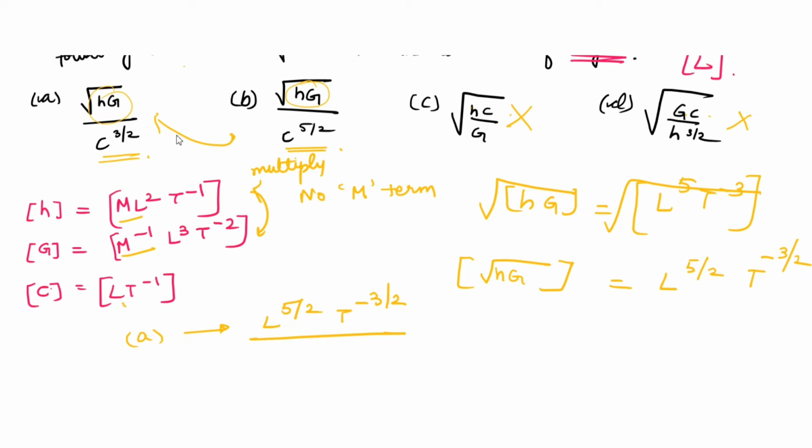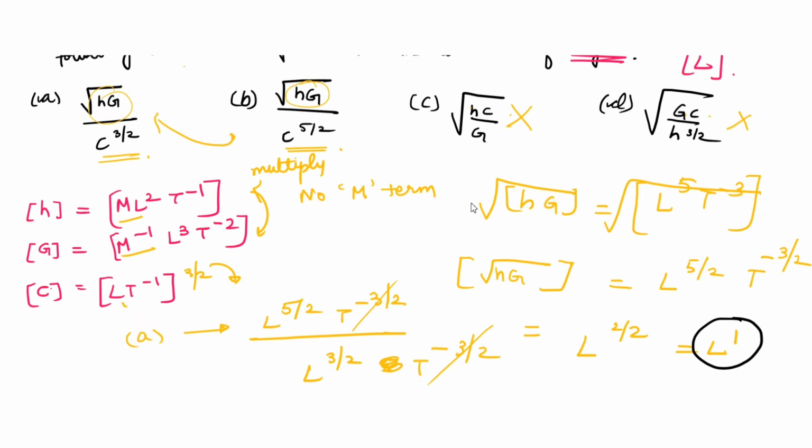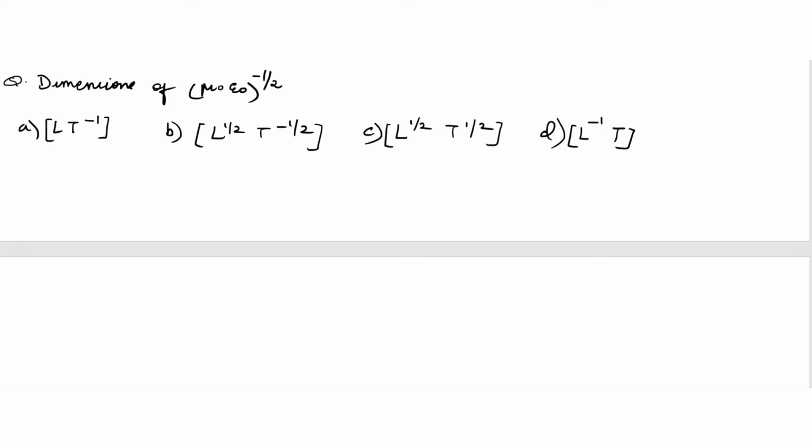When you do c power 3 by 2, you will get L power 3 by 2 into t power minus 3 by 2. When you divide, easily this t power minus 3 by 2 is getting cancelled. Then L power 5 by 2 minus 3 by 2 gives L power 2 by 2, which is nothing but L power 1, which is nothing but length, which is what is being asked in the question. So what is the correct answer? It is option A. How long did it take? Less than 1 minute 30 seconds, or max just 1 minute. So don't you think this method is extremely easy?